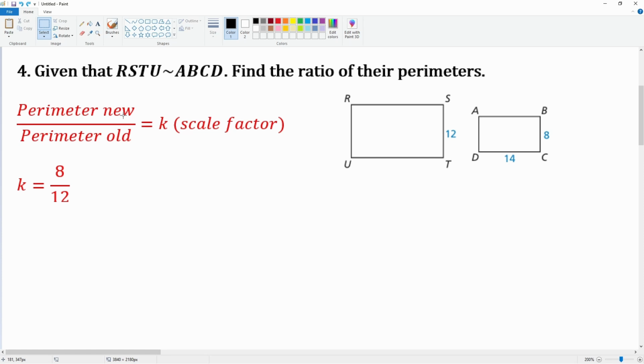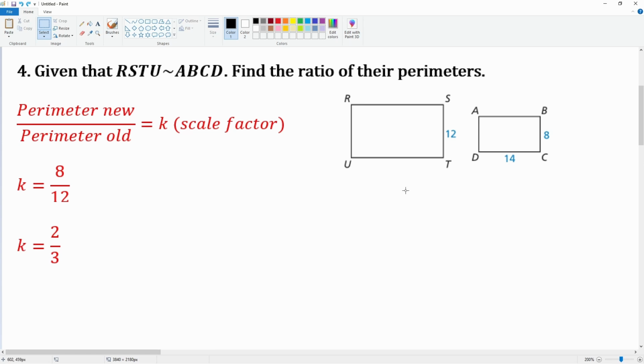So if we get the scale factor, new over old, the new length of BC, which is 8, divided by ST, which is 12, simplifies to 2 over 3. That is the scale factor. That's how you go from RSTU into ABCD. The scale factor is 2/3, right?